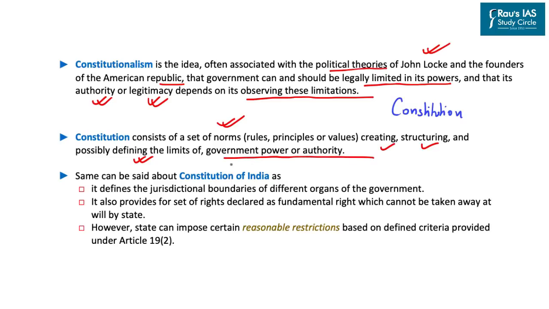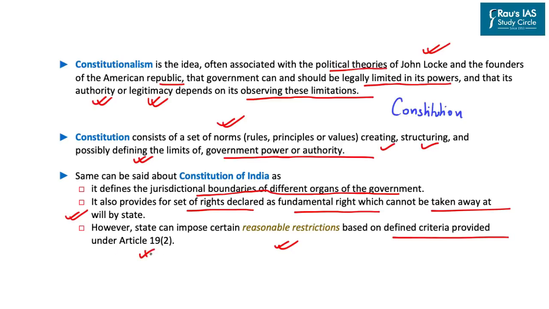And the same can be said about the Indian Constitution as well, as it defines the jurisdictional boundaries of different organs of the government. It provides for a set of rights declared as fundamental rights which cannot be taken away at will by the state. However, the state can impose certain reasonable restrictions based on defined criteria provided under Article 19 Clause 2.